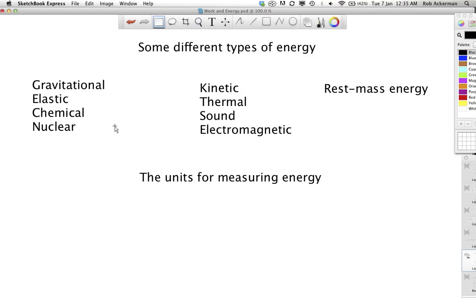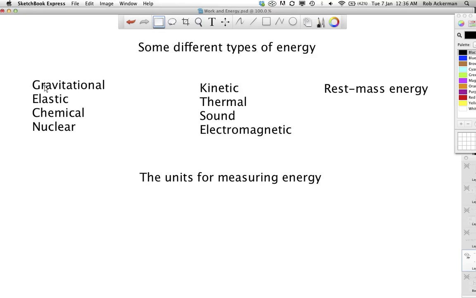For example, elastic energy. I'm sure you've stretched an elastic band, or maybe a spring, or maybe you've compressed a spring at some point. We call the energy that gets stored in a spring when you compress it and then let it rebound, or when you stretch it and let it snap back, elastic energy.